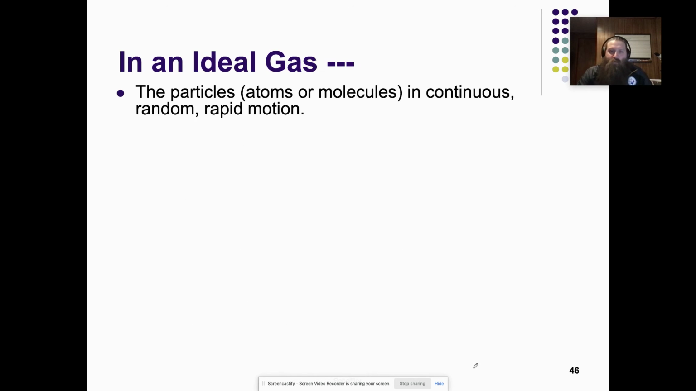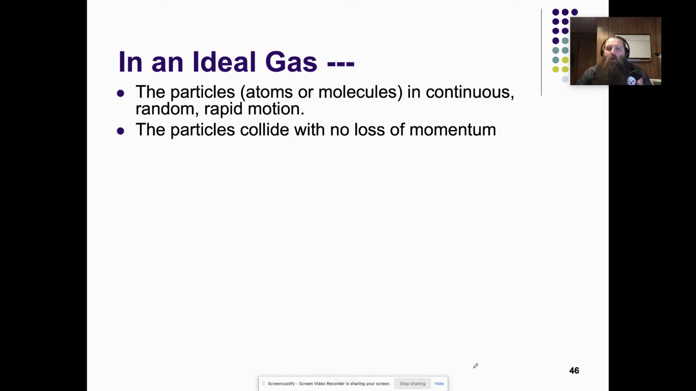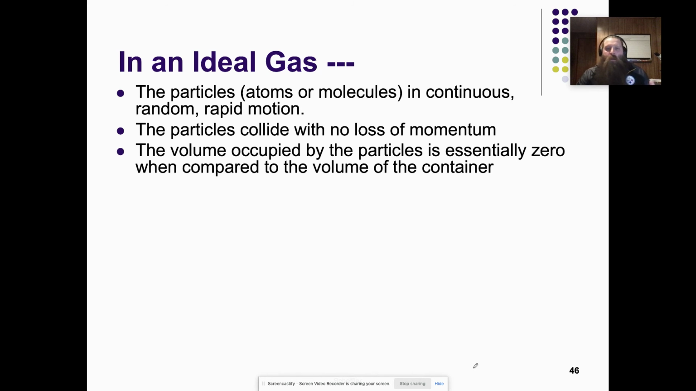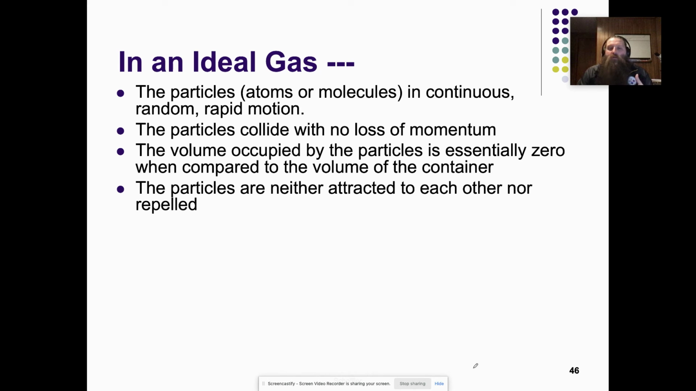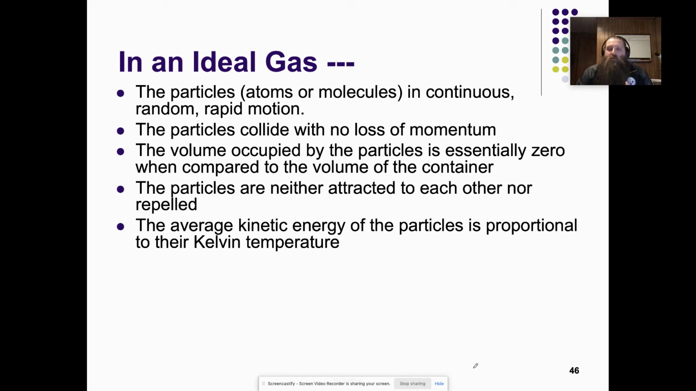So in an ideal gas, we know that the particles are in continuous random motion, right? This is a little recap. We know that the particles collide with no loss of momentum, so the speed doesn't change. It's a perfectly elastic collision. We know that the volume occupied by the particles is basically zero, right? We said that the particles don't take up a lot of space. So when we compare that to the huge volume of the container, we just basically treat it like it's zero. The particles aren't attracted to each other and they don't repel each other, which we know because we've talked about intermolecular forces can't be true. But for an ideal gas, that's what we say. And we say that the average kinetic energy of the particles is going to be proportional to their Kelvin temperatures.